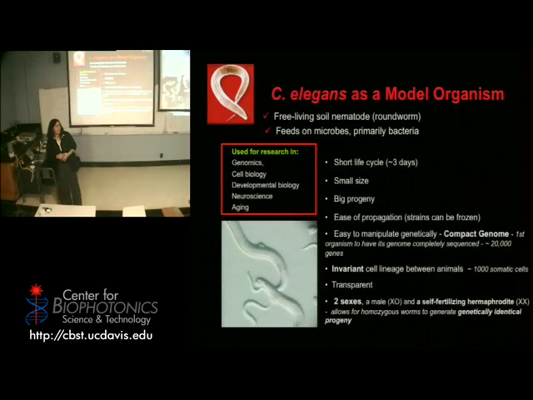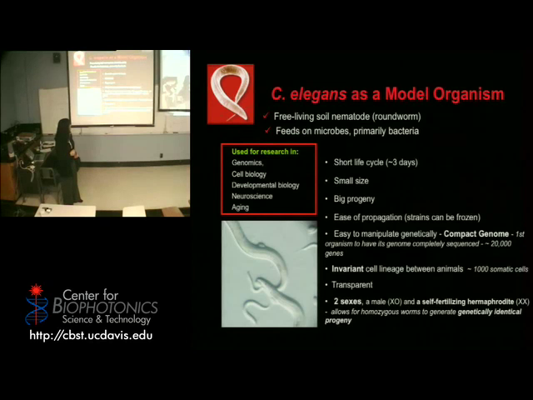The other characteristics are that they are easy to manipulate genetically. They have a very compact genome. This means the amount of DNA is manageable. It's relatively small, and it's easy to manage. And the DNA sequence was completed a long time ago. So the whole sequence has been available for people to study for a long time. This was one of the first organisms that was completely sequenced.